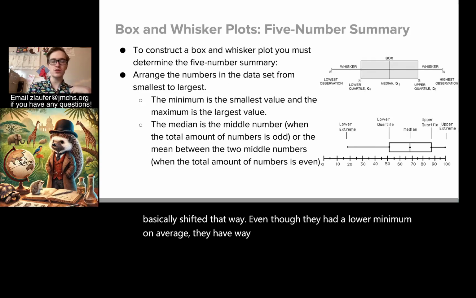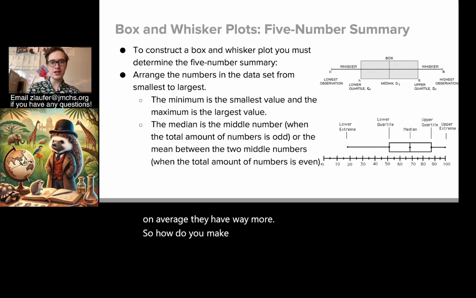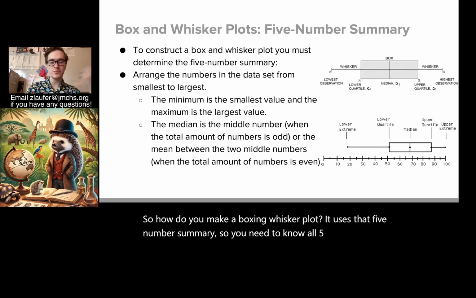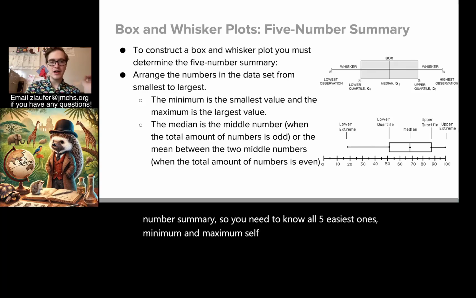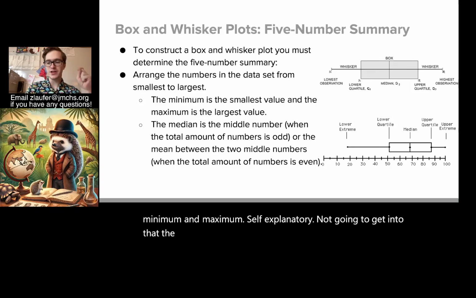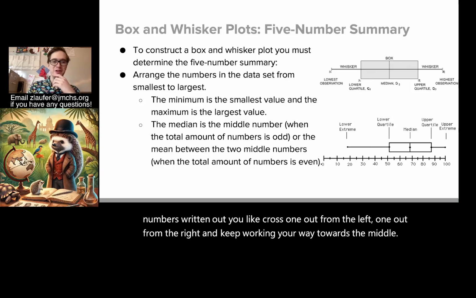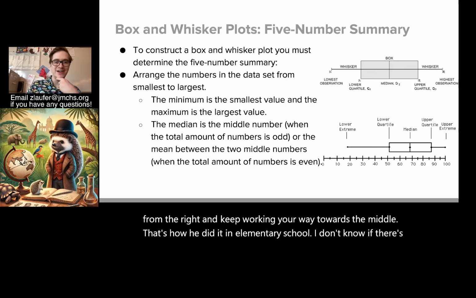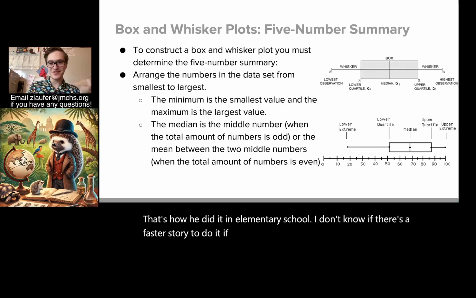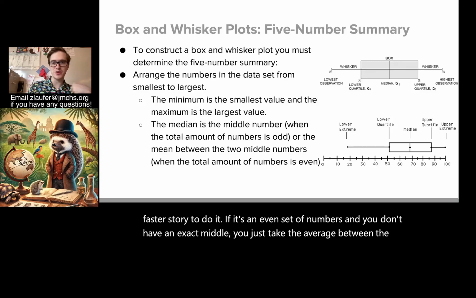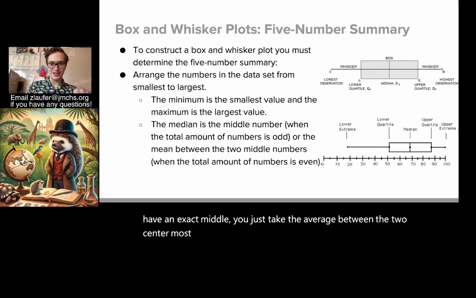So how do you make a box and whisker plot? It uses that 5-number summary, so you need to know all 5. Easiest ones, minimum and maximum, self-explanatory, not going to get into that. The median is the middle number. If you have that list of numbers written out, you cross one out from the left, one out from the right, and keep working your way towards the middle. That's how I did it in elementary school. I don't know if there's a faster way to do it. If it's an even set of numbers and you don't have an exact middle, you just take the average between the two centermost numbers, and that calculates your median.